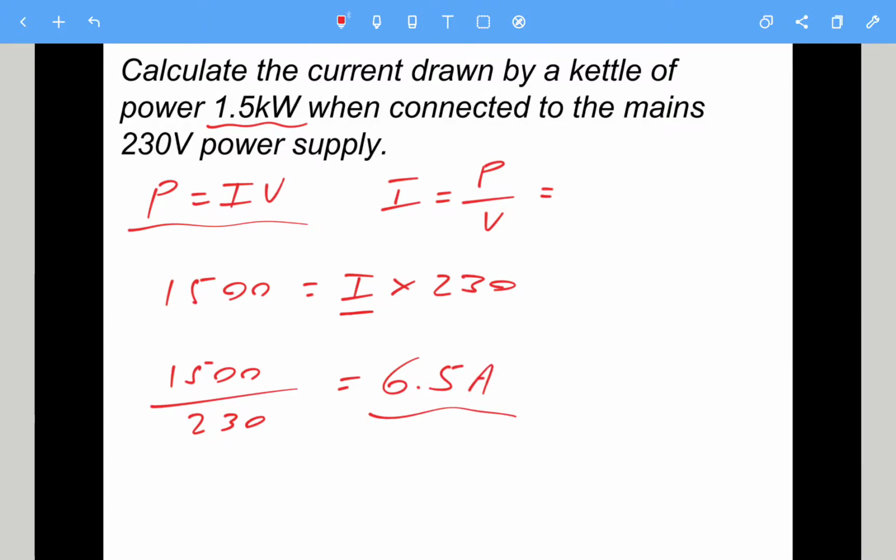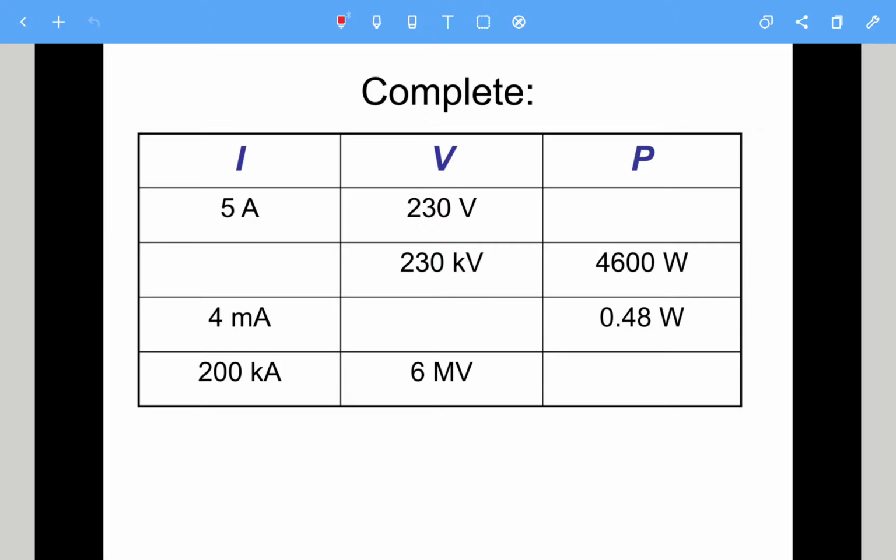Alright, let's do some more. So let's pause and complete this table. For the first one, P equals IV. So simply multiply the numbers together. We've got 230 multiplied by 5, which is 1,150 watts.